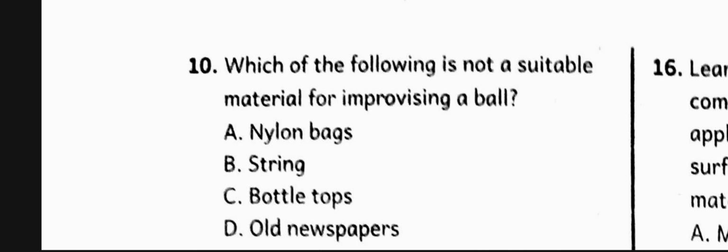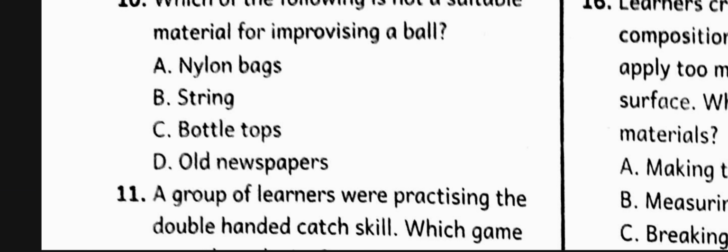What about number 9? Alana was asked to state how many claps are made for the rhythm. That one is two short claps. Let me see. Yes, the correct answer is A, two short claps. Now, after that, we go to number 10. What does 10 tell us? 10 says, which of the following is not a suitable material for improvising a ball? Nylon bags, strings, bottle tops, old newspapers. Of course, bottle tops is not suitable to improvise the football or any ball.